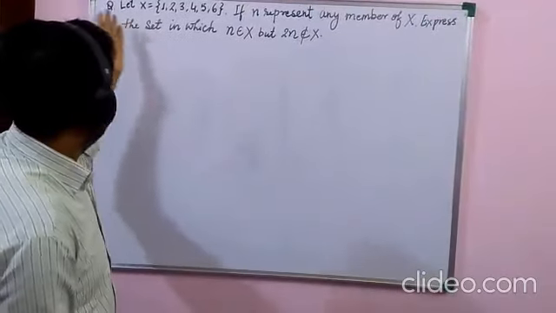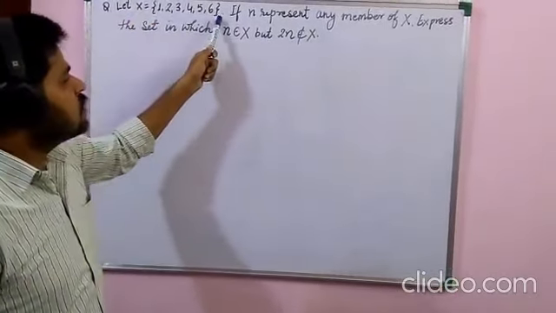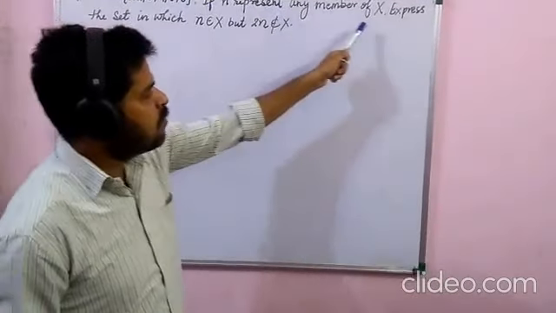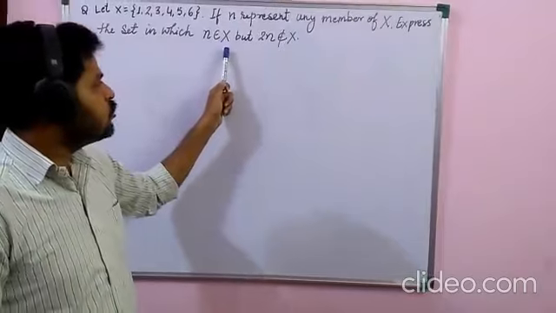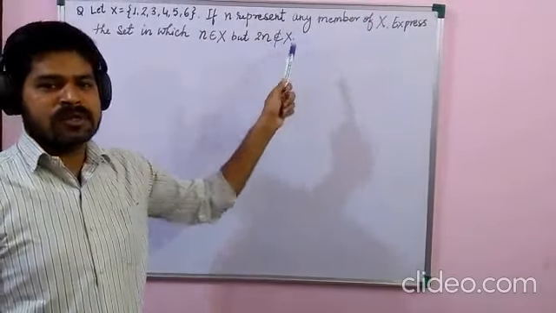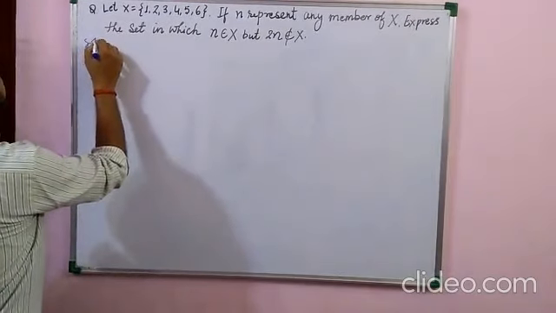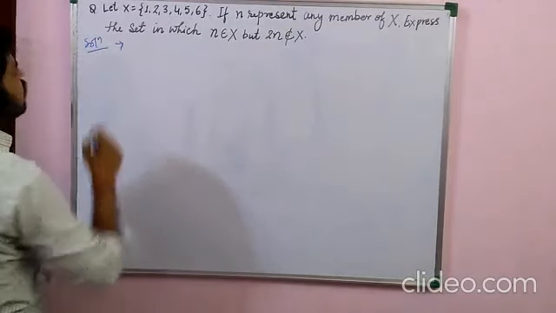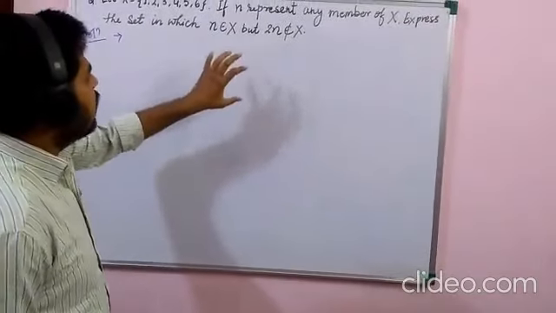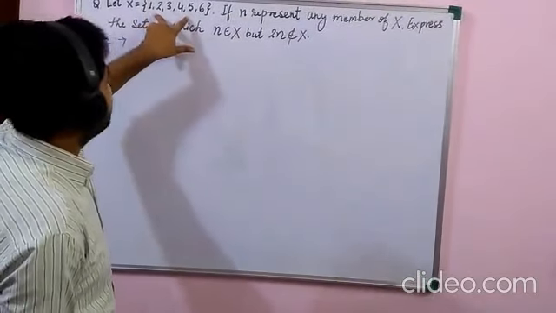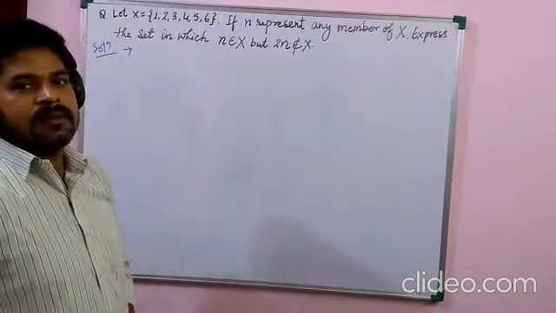Today I am going to discuss a few questions of the exemplar book, one of which is written on the board. Let X be {1, 2, 3, 4, 5, 6}, and if n represents any member of X, express the set in which n belongs to X but 2n does not belong to X. It is quite clear in the question that we have to make one set in which the element should be in X and twice that element should not be in X.